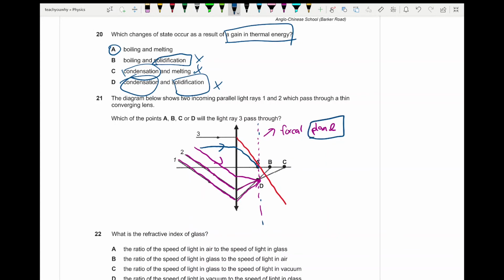Focal plane, not focal point. This is your focal point. This whole thing here is your focal plane. So let's say I draw another diagram. I spend some time here because this is quite a question where most students will struggle. So let's say I have parallel lights like this.